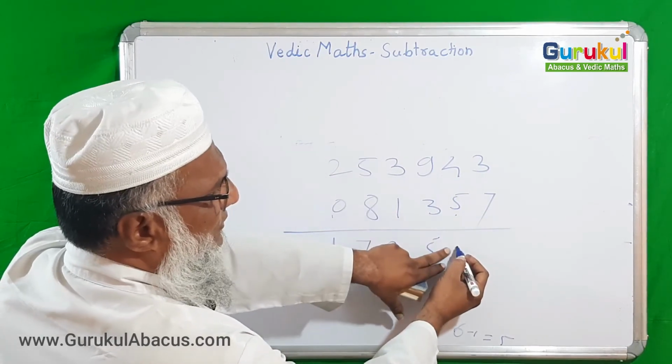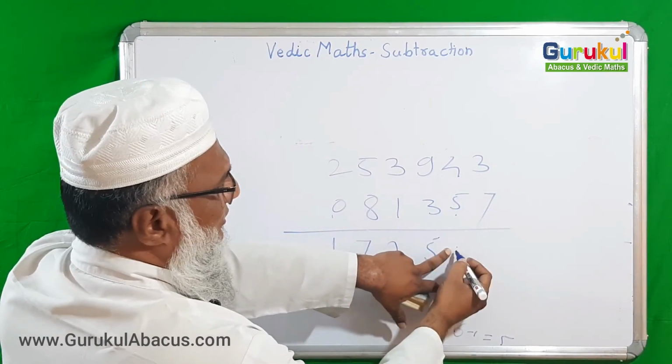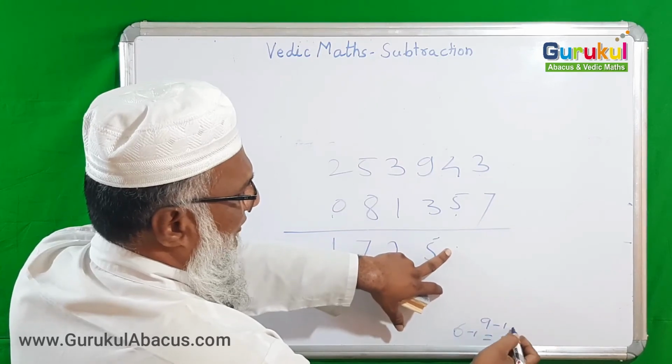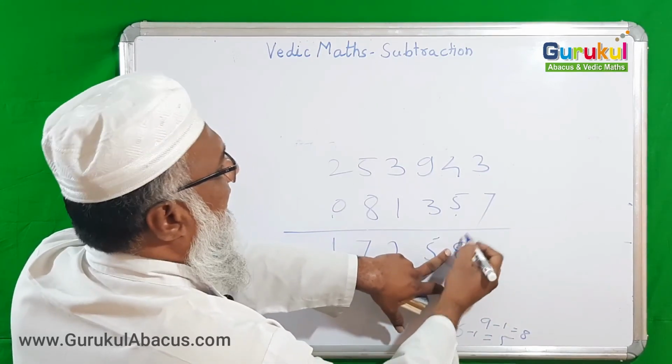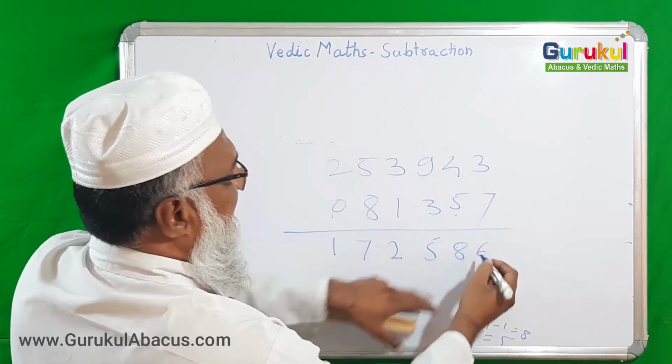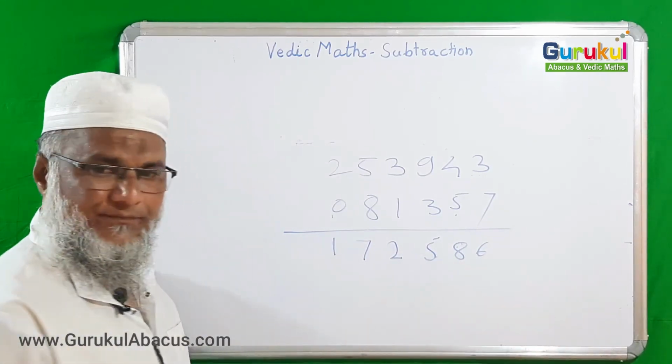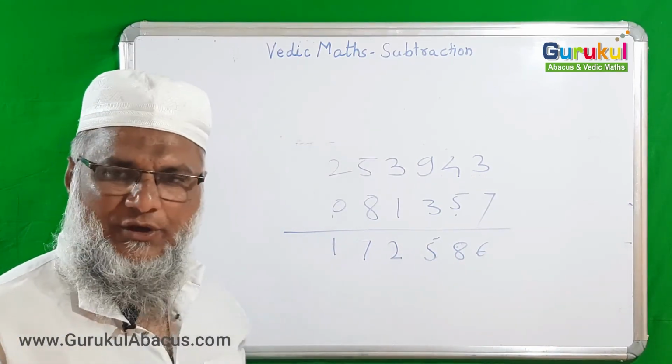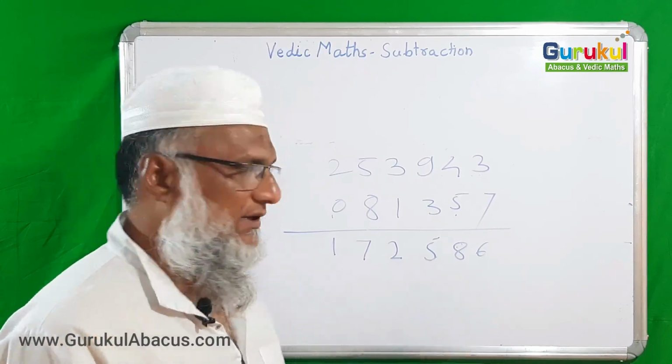9 I was wanting to write, but I just seen this much. So apart from 9, I want to write 8. And now it is 13 minus 7 is 6. This is our answer. In that way, we can solve the subtraction example.